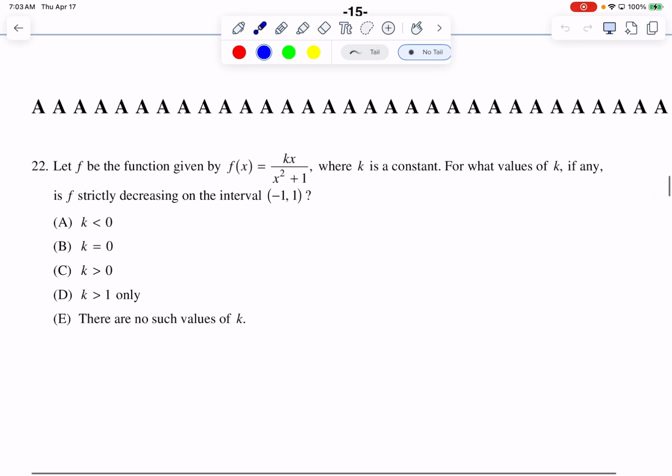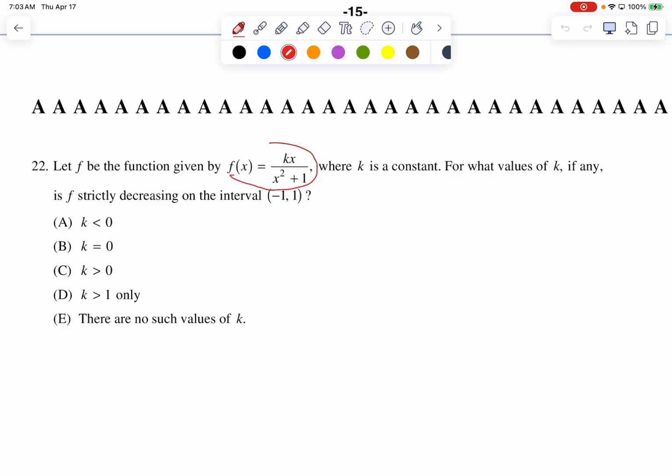Here we go. Let f be a function given by f of x is equal to kx over x squared plus 1, where k is a constant. For what values of k, if any, is f strictly decreasing on the interval from -1 to 1? So you have f. You want to figure out where f is increasing or decreasing. Actually, they want to know where it's decreasing. How do you figure out if something is increasing or decreasing? It's negative. Yep, where the derivative is negative.